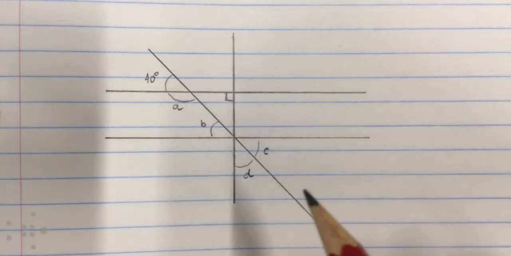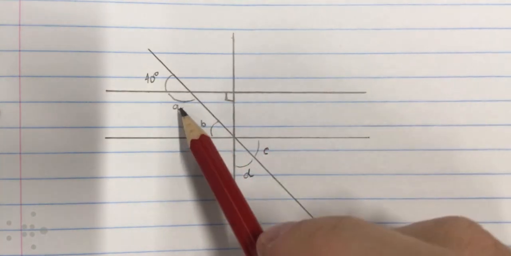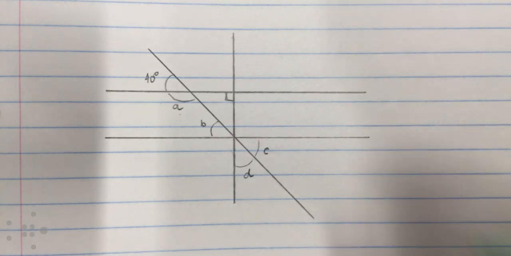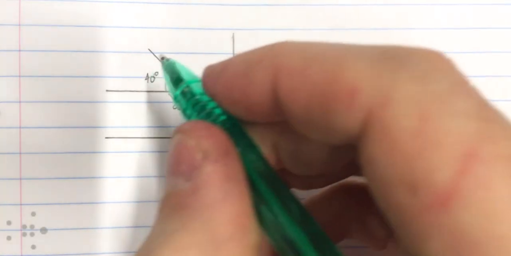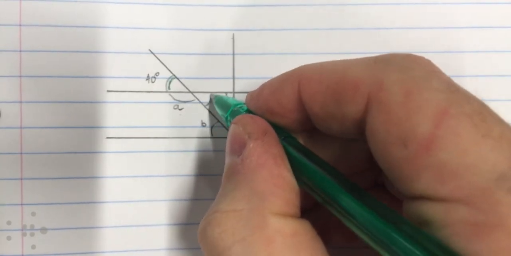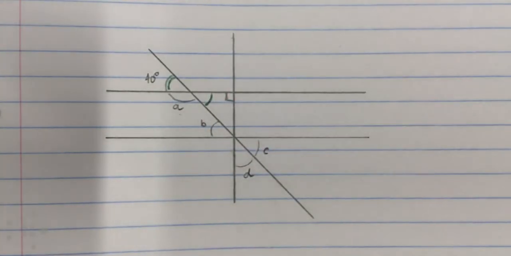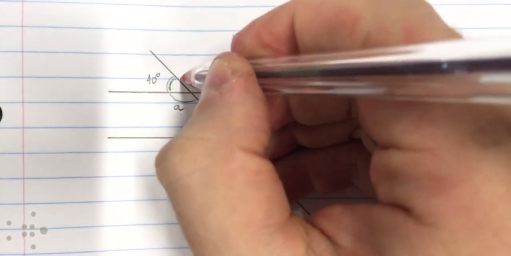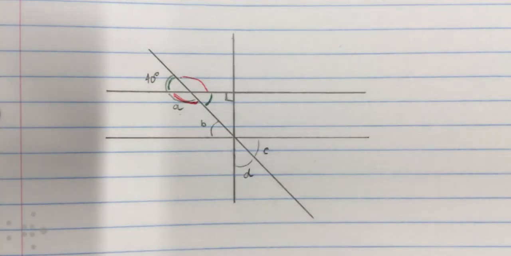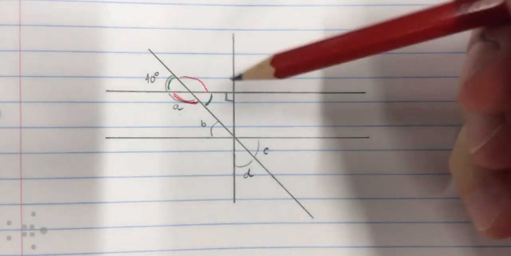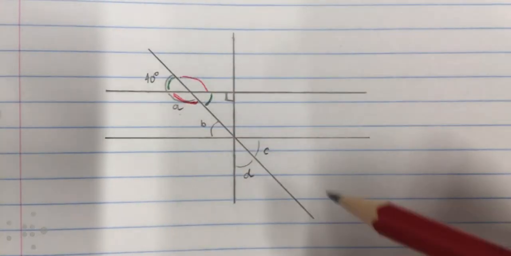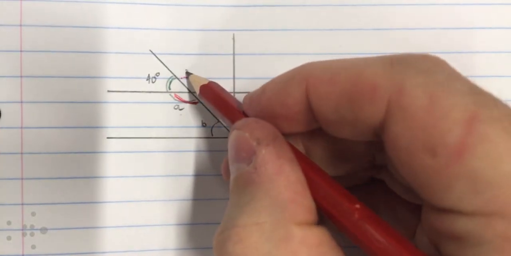So, the first thing we need to do is figure out angle A. Well, we know that opposite angles are always the same. So let's colour this one in green because we know it's the same as this one. Okay. And let's colour this angle in red because we know it's the same as this one. So, if we know that, then we know that this angle is going to be the same as this angle. And let's just call this angle X for now.